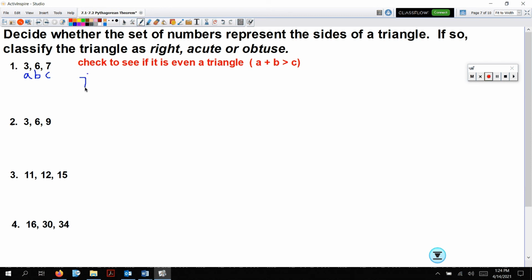So 7 squared, I'm just going to put a line here because I don't know what it is yet. I'm not going to say it's equal to because I don't know yet. And then we further simplify that and we get 49 here. Still don't know. 9 plus 16. Well, 9 plus 16 is 25. So 49 is greater than 25. That makes this triangle obtuse.